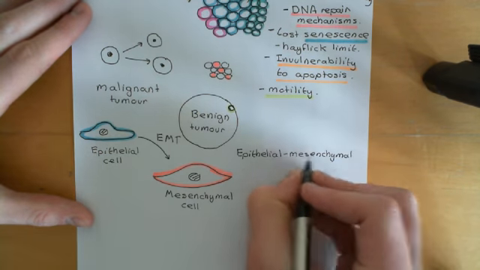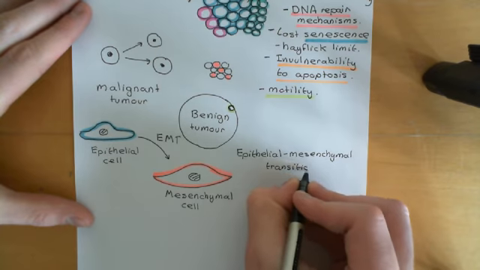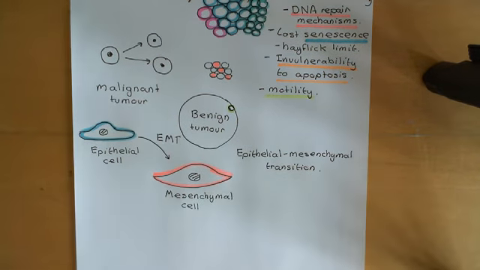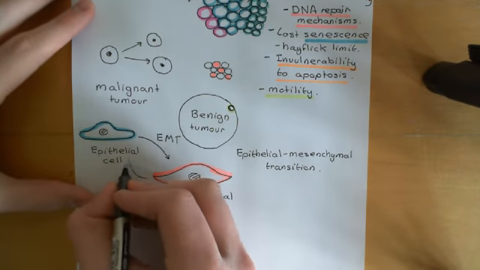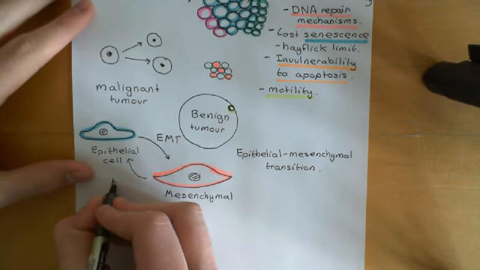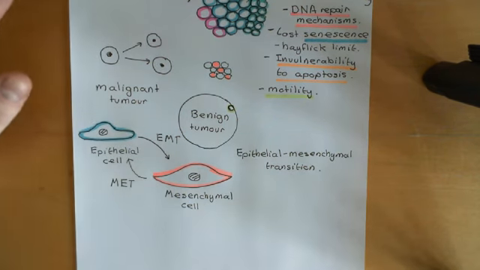Okay, now mesenchymal cells are motile. These can move around. So now this can move around in the embryo. It can get to a new location within the embryo, and then it's going to turn back into an epithelial cell by a process of mesenchymal epithelial transition, MET. Now, this is not usually active in the adult human, it's something that's reserved for development.